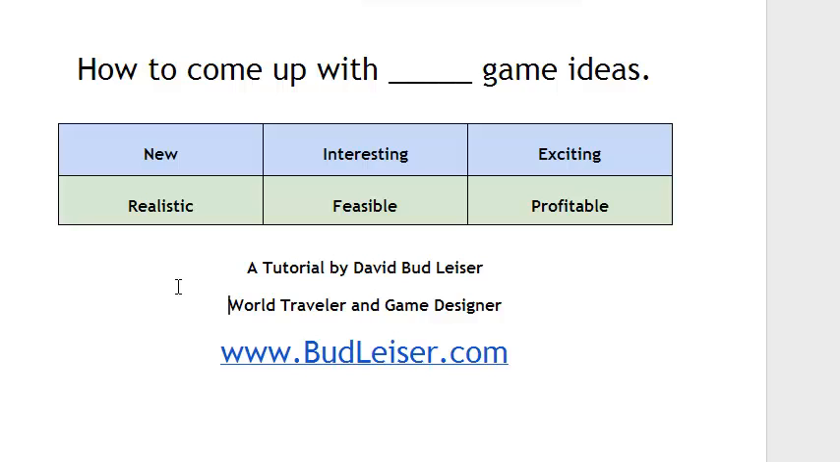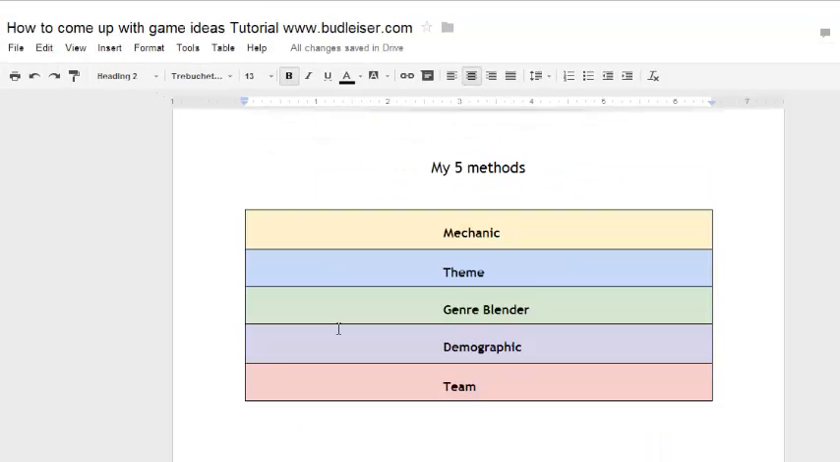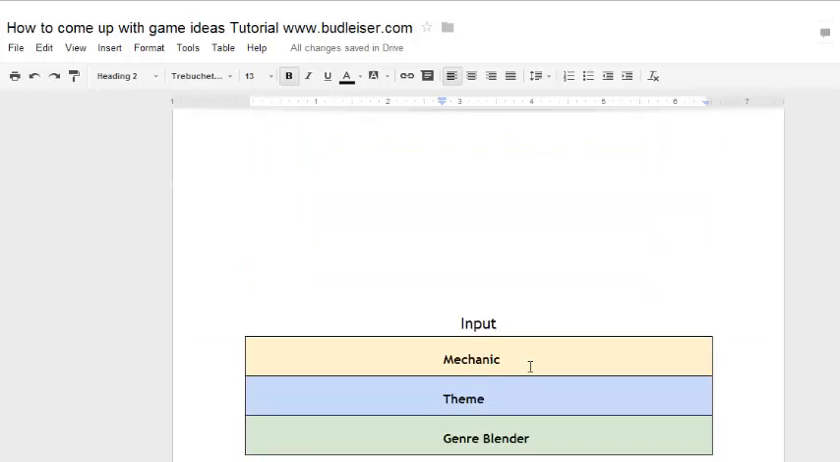Today's tutorial is a question that came up on Reddit. I really enjoyed it. It was very simple, and you wanted to know, where do game designers get their innovative ideas for games? I actually never thought about it before, and it was kind of fun to think about. I came up with about 5 different ways that I come up with games: mechanical, theme, genre blending, demographics, and my team and resources. We'll go through each of those now.